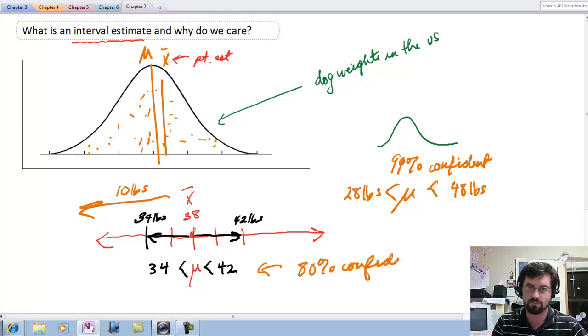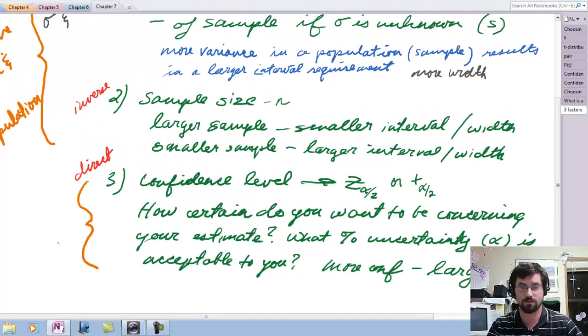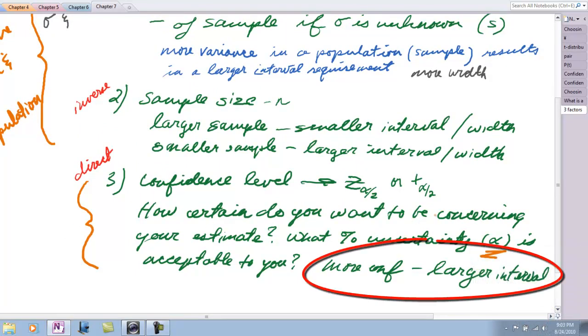And maybe this over here is only 80% confident. But you can never be 100% confident about an estimate because of sampling error, unless you sample the whole population, and then it's no longer a sample mean, is it? It's the actual mean. So you're not really doing a sample. It is what it is. So let me finish this up. This is a direct relationship, all right, the confidence level. You can see the more confident I want to be, the larger the interval I need.